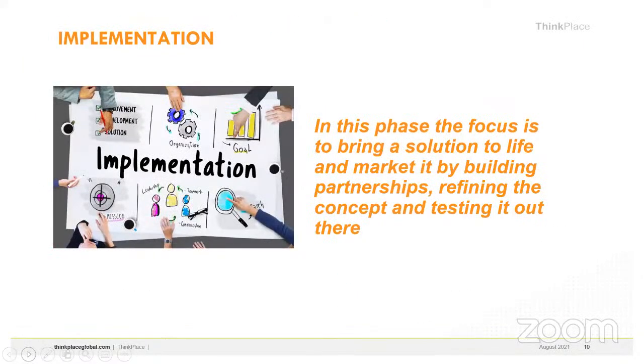So implementation. In this phase, the focus is to bring the solution to life and market it by building partnerships, refining the concept, and testing it out. So implementation simply means you have the final one. You know how that vending machine should look. So it's a no-brainer. All you need to do is now bring that person who has that expertise to build exactly what you want. And then now you take it to the community.